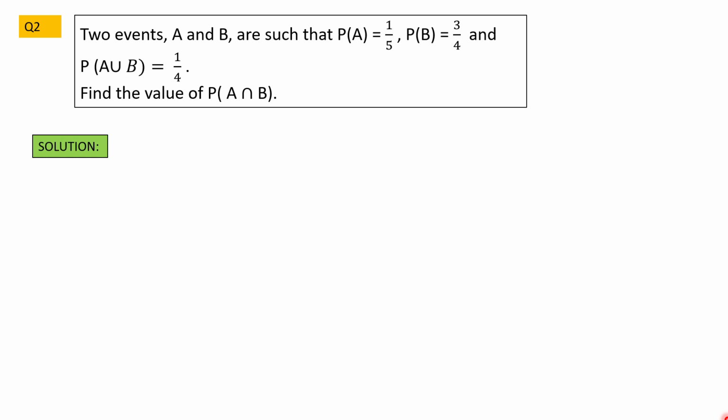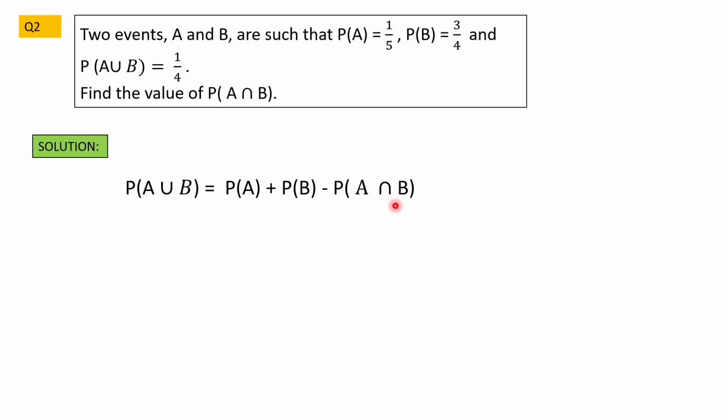Question 2. Two events A and B are such that probability A equals 1 over 5, probability B equals 3 over 4, and probability of A union B equals 1 over 4. Find the value of probability of A intersect B, or probability of A and B. Now, the formula of probability of A union B can be written as probability A plus probability B minus probability of A intersect B. Make sure you remember this formula.